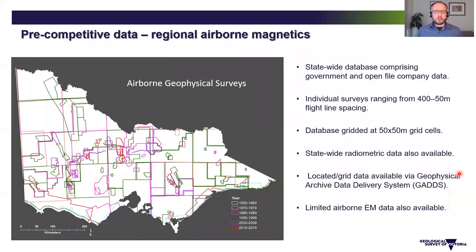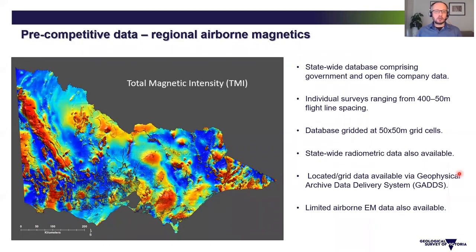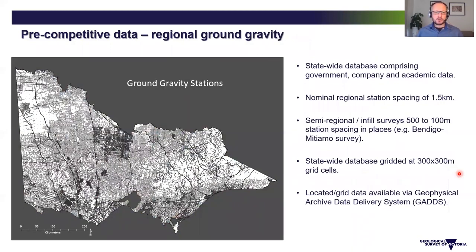We've also got great regional airborne magnetics coverage. So here you can see all the different types of surveys that have been acquired and then merged together into a statewide grid. You can see there, it's a 50 by 50 metre grid cell size covering the whole state. So again, a great resource when looking for exploration targets and to help your exploration, particularly in areas under cover. And that's all freely available from GADS, as is the gravity database and data sets.